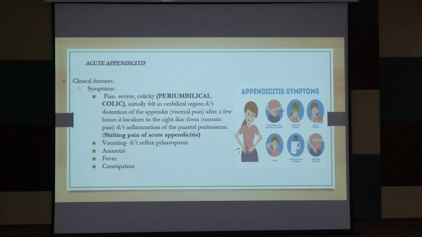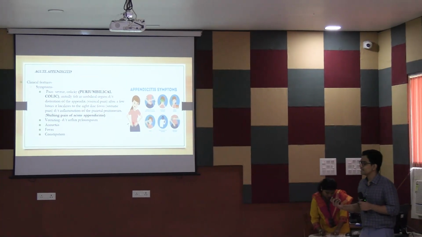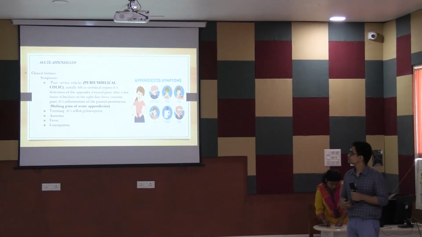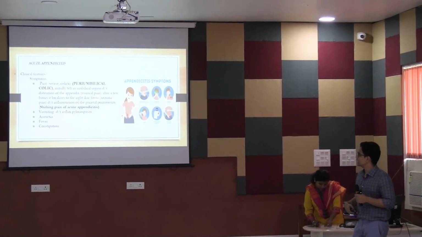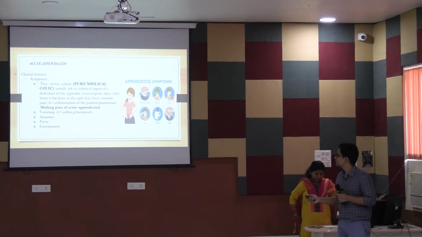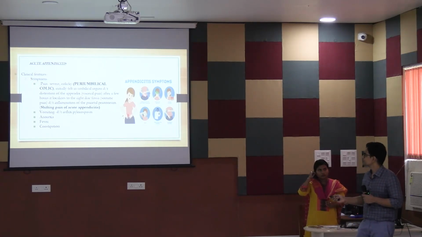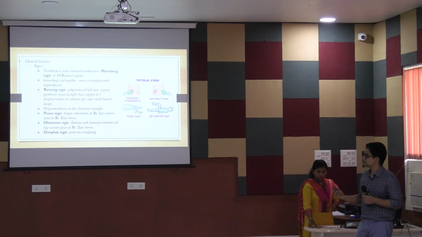Let's come to the clinical features. I am sure you will come across in your practice a patient presenting with pain, typically pain in the right iliac fossa. This pain is severe and colicky in nature. This is called periumbilical colic, and initially it is felt in the umbilical region, then localizes to the right iliac fossa. There is vomiting due to reflux, pylorospasm, anorexia, fever and constipation. These are simultaneous findings.